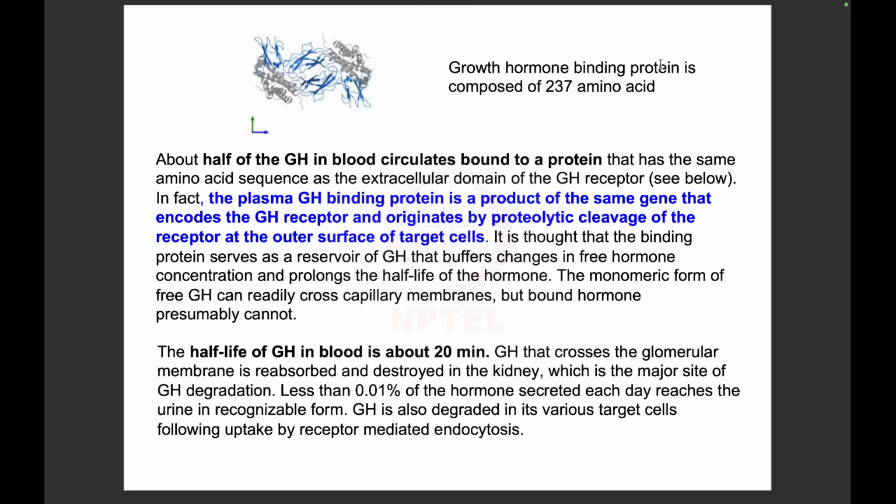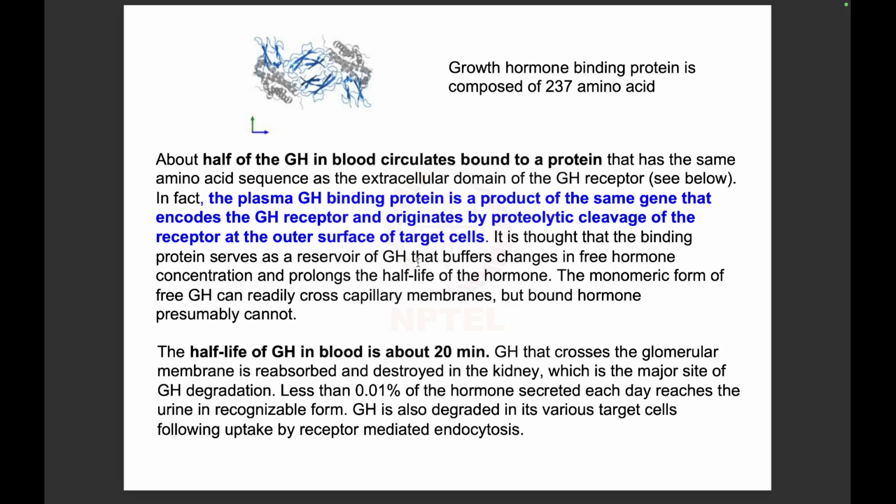So this is a growth hormone binding protein composed of 237 amino acids. About half of the growth hormone in blood circulates bound to a protein that has the same amino acid sequence as the extracellular domain of the growth hormone receptor. In fact, the plasma growth hormone binding protein is a product of the same gene that encodes the growth hormone receptor and originates by proteolytic cleavage of the receptor at the outer surface of the target cell. So it is the same thing, just a cleaved portion of the growth hormone receptor.